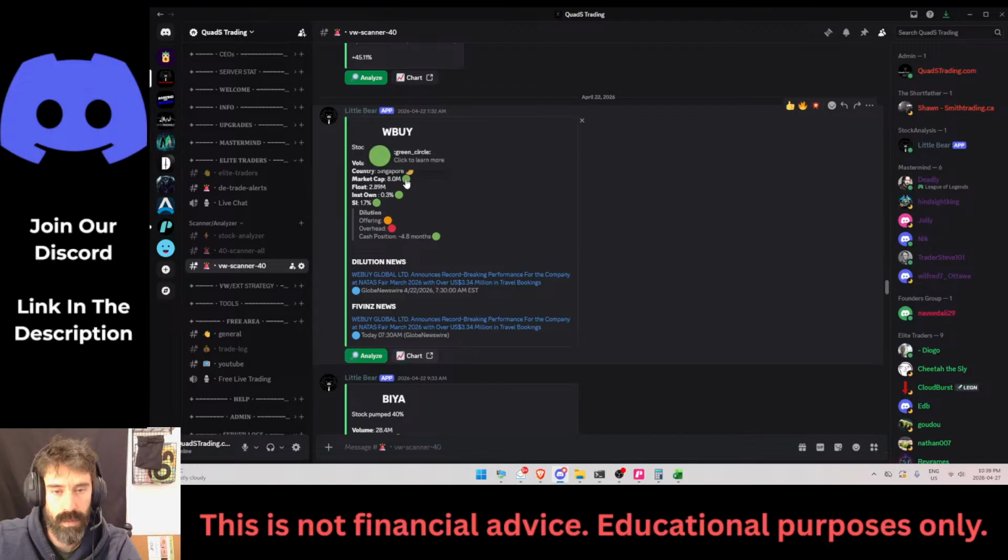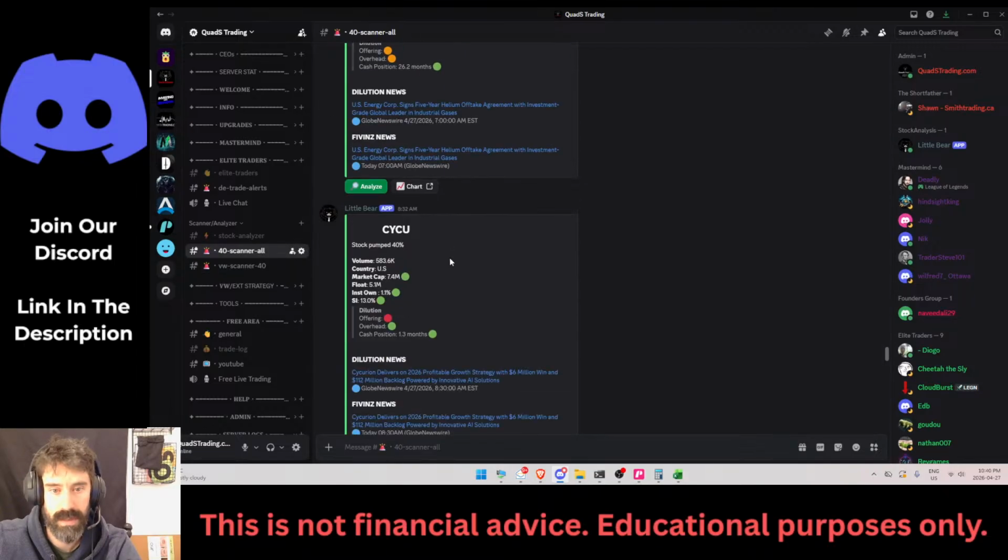Singapore, low market cap, float, it's fine, everything's fine. See the cash position is in the minus, that means they're pumping because they need to raise some money to keep operating, and they have a little bit of offering. As long as one of these is orange or green, or ideally all green, it's a trade. If they're both red here, it will not be a trade.